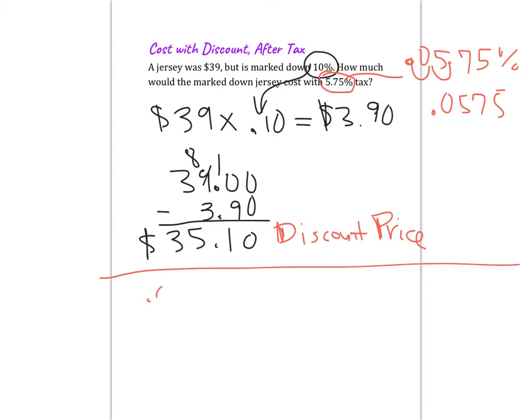All right, now we're going to take that number and use it to find the amount of tax. So 0.0575, multiply that with our new price, which is $35.10. And when you do that, you're going to get 2.01825. And in money, we only go to the hundredths place because that represents the pennies. So actually, let's look at the place value in back of the hundredths place. Since it's an 8, that means we are going to round up to $2.02.